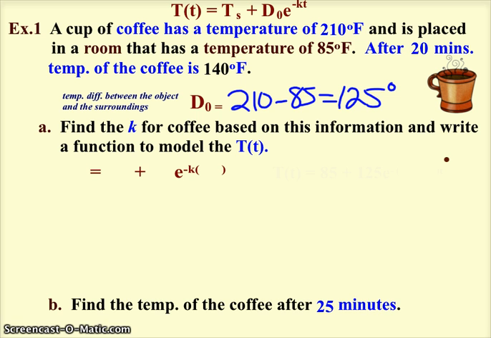So start plugging in some of your information. The idea is we do have this temperature-time connection. 20 minutes takes us down to 140. So that's going to be your T of t after a certain amount of time has passed. 20 minutes go by, temperature has dropped to 140. The T of s, remember, is your surroundings. That's going to be the room temperature, written in by hand. So you have 85, and then D sub 0, 125.